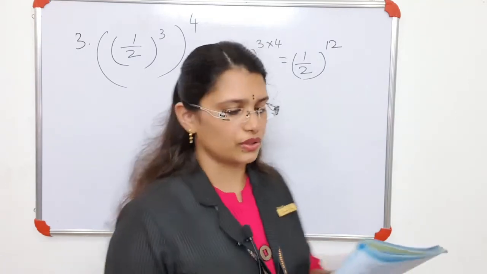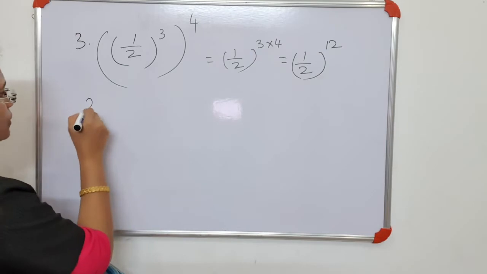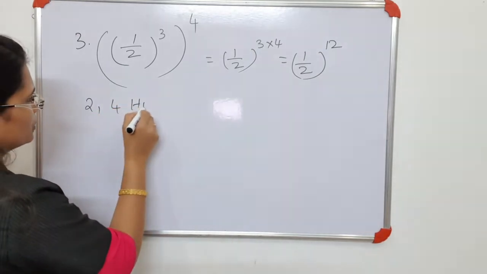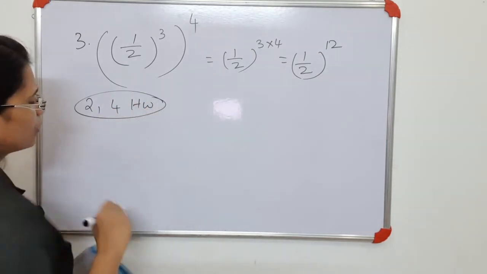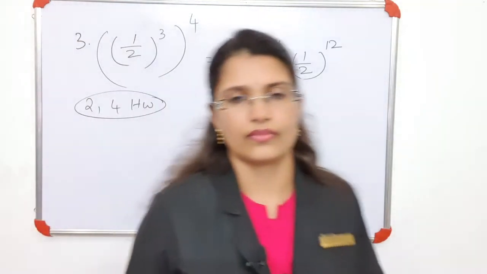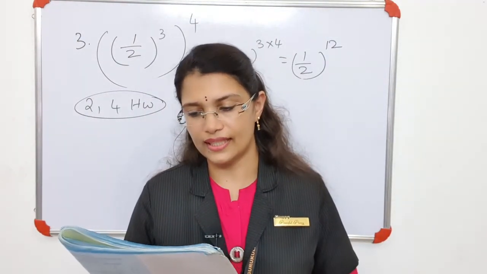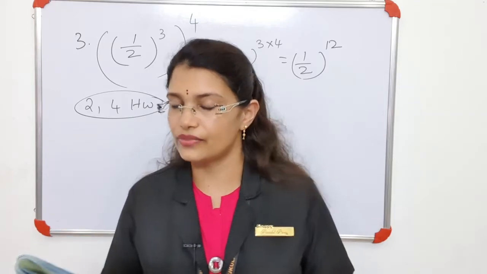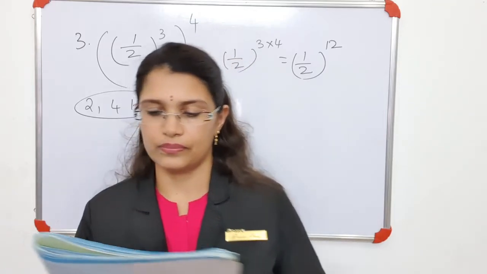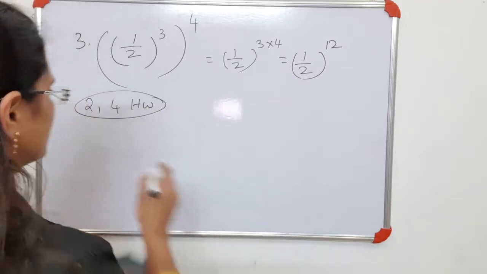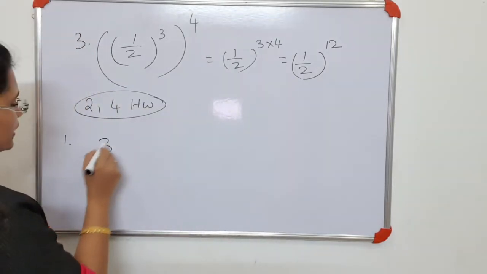Next, fourth question, do it as homework. So, second and fourth question, do it as homework. Okay. Now, next question, write each of these as powers of different numbers. First one, 3 raised to 8.